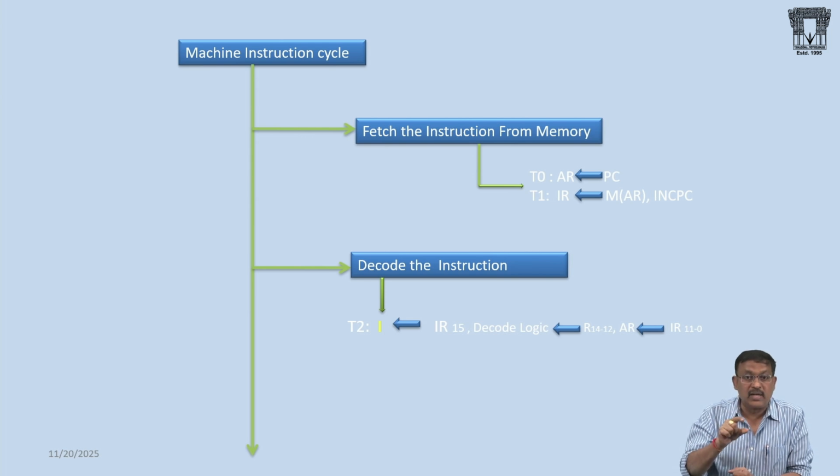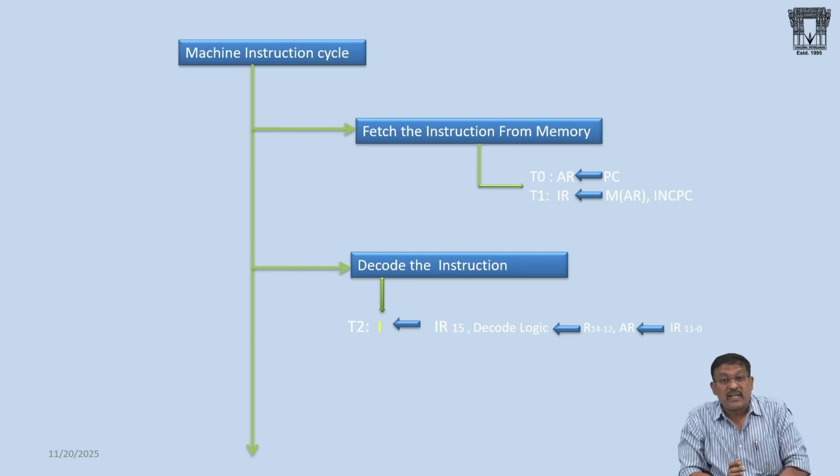So I can say it is the leading edge of the clock. Please remember, my friends, the leading edge of the clock pulse. When the clock makes a transit from 0 to 1, during that time, these 3 micro operations take place. All these micro operations are grouped as the decode phase of the instruction.